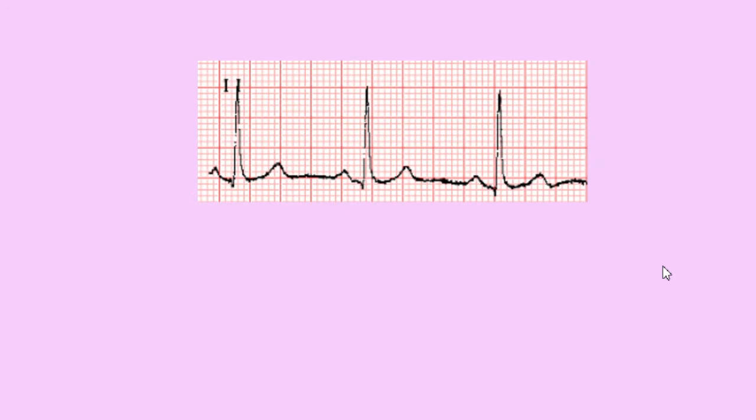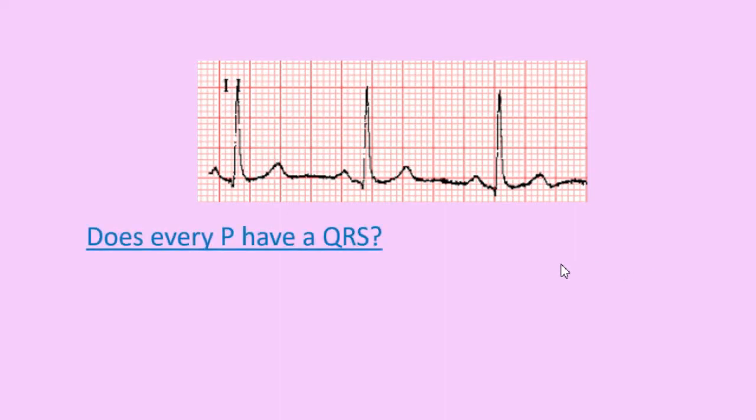Now let's dive into our first example here. The first question we want to ask when we're considering potential heart block is, does every P wave have its own QRS complex? In this case, we have a P wave, followed by QRS, P wave, QRS, P wave, QRS. So in this strip, every P wave does have its own QRS complex.